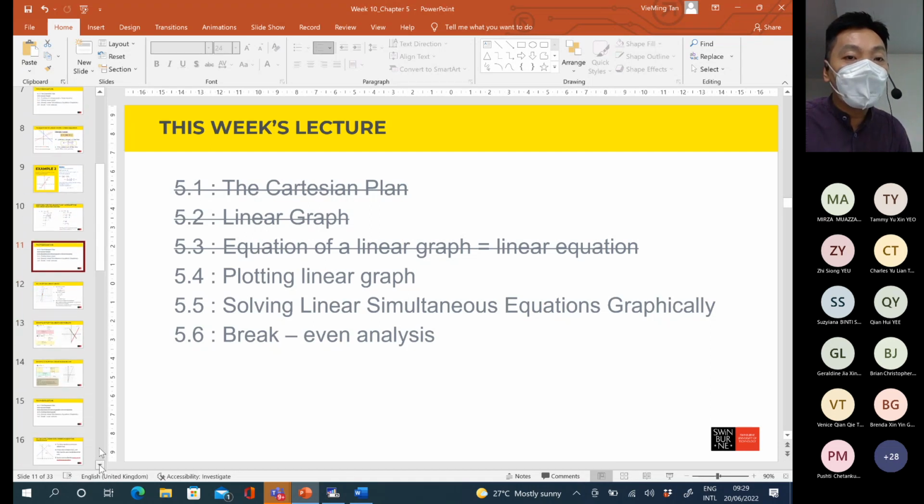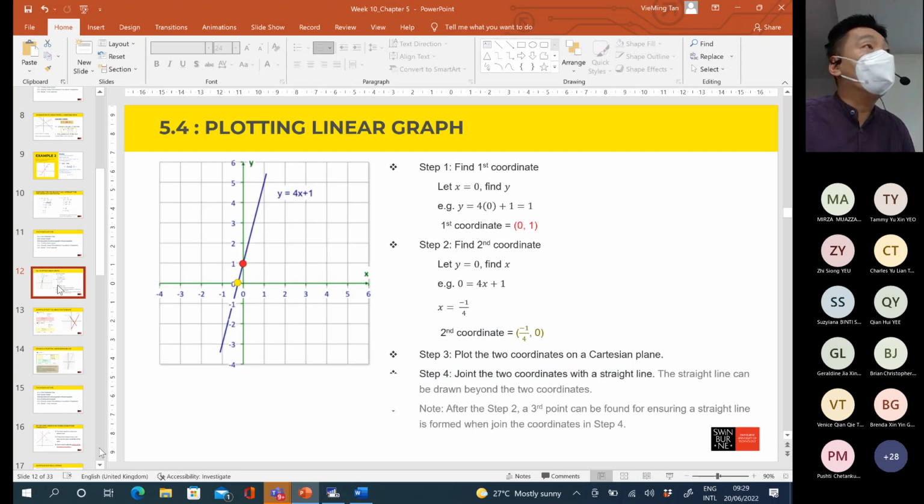If you want to draw a linear line on the graph, there are a few steps involved. And this is an additional slide that I just added yesterday. As we know, in order to draw a linear line, we need 2 points. So step 1 is we use the first point and assume that the x value is equal to 0. For the first equation, let's say now we want to draw this equation, y is equal to 4x plus 1.